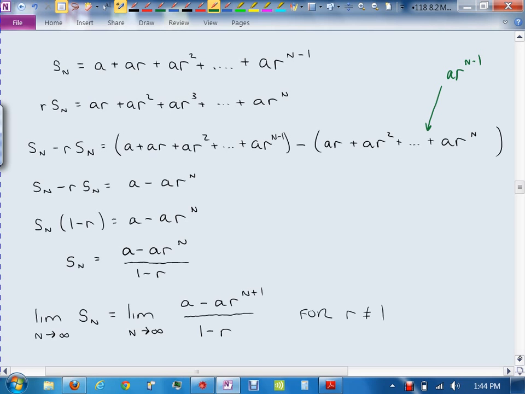Now what I'd like to know is what happens if I let this n go to infinity, because I'm trying to figure out where that series is headed. So take the limit as n goes to infinity of this and tell me what happens. If n goes to infinity, what happens to this? Well, the only thing that n is acting on is the r right here, isn't it? So tell me a little bit about r to the infinity.